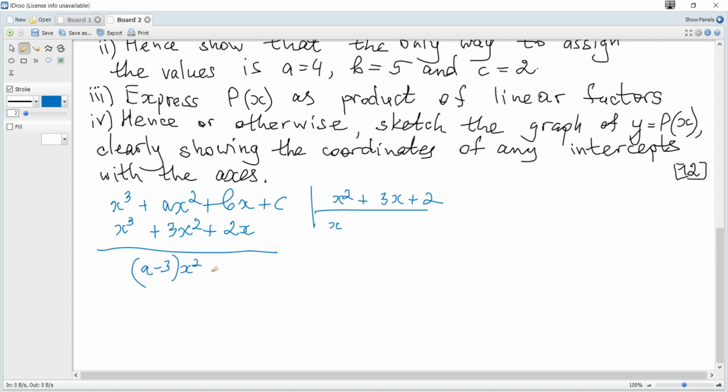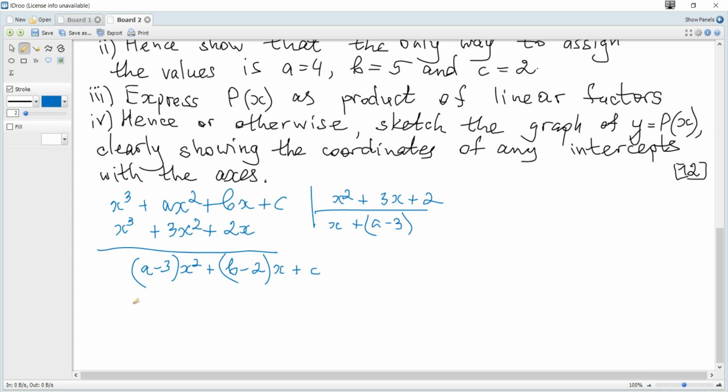We can factor out x squared, and we can factor out x to get b minus 2 times x plus c. And again, we consider the greatest power here and the greatest power here. What should be multiplied by x squared to get a minus 3 x squared? It's a minus 3. So we write plus a minus 3, and we multiply a minus 3 by each term in this expression.